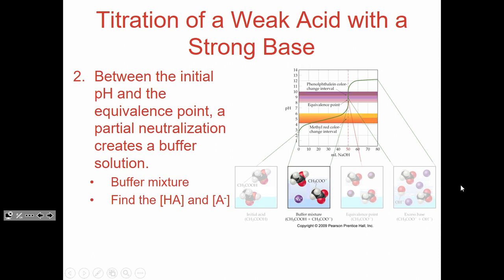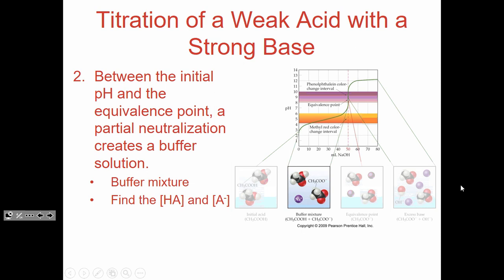Now, after that, we start to add our base, and we then start to neutralize our acid, and it becomes its conjugate base. What you need to realize is in this region of the titration before the equivalence point, we have a buffer solution. So we have to do math-wise exactly what we did with our buffer calculations. It's technically a common ion double neglect X type problem.